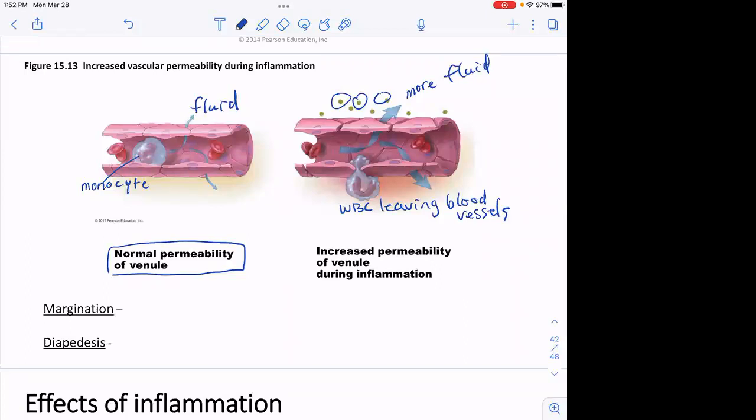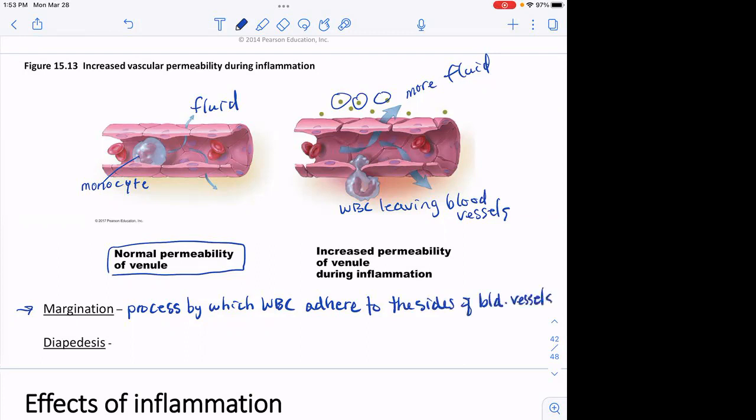This is actually an incredibly complex process of that white blood cell leaving, because first it has to slow down and stick to the sides of the blood vessel wall. We call that process margination, the process by which white blood cells adhere to the sides of blood vessels. I say complex because there's maybe 8 or 9 different signals that it needs to get that is an appropriate response to take. So I won't go into all that, but that process is margination, and then when they actually migrate through the blood vessel wall, that process is called diapedesis.